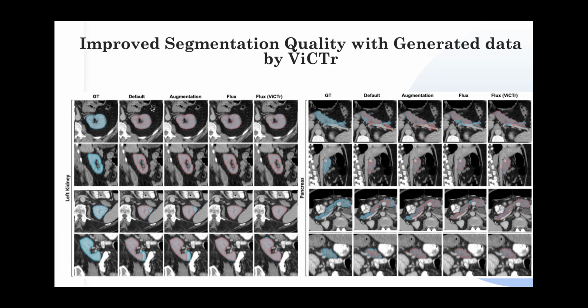So this is the ground truth, and this is the default if we don't use any augmentation or synthetic data. Then we use augmentation, then Flux, and then Flux with the ViCTr algorithm, which generalizes better. This is for the left kidney and this is for the pancreas. We can see that we cover the proper area across all the samples, or the proper organ.